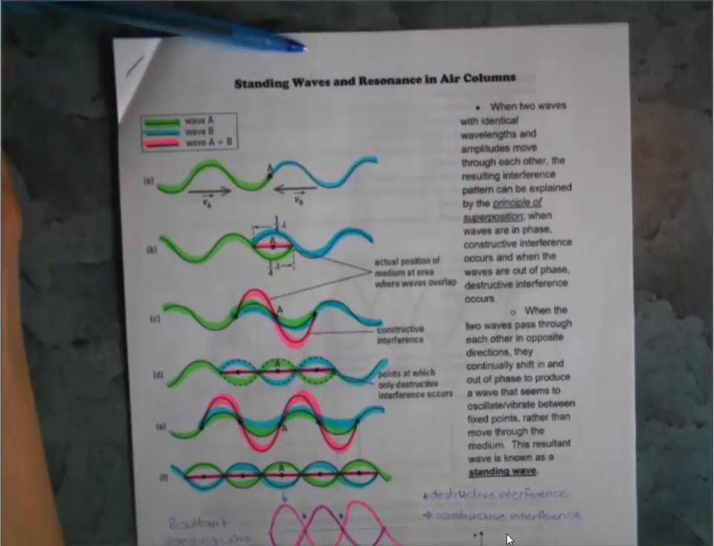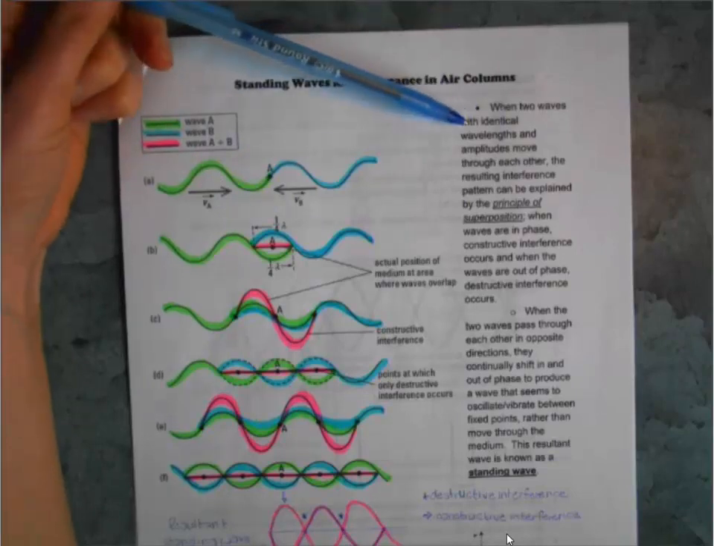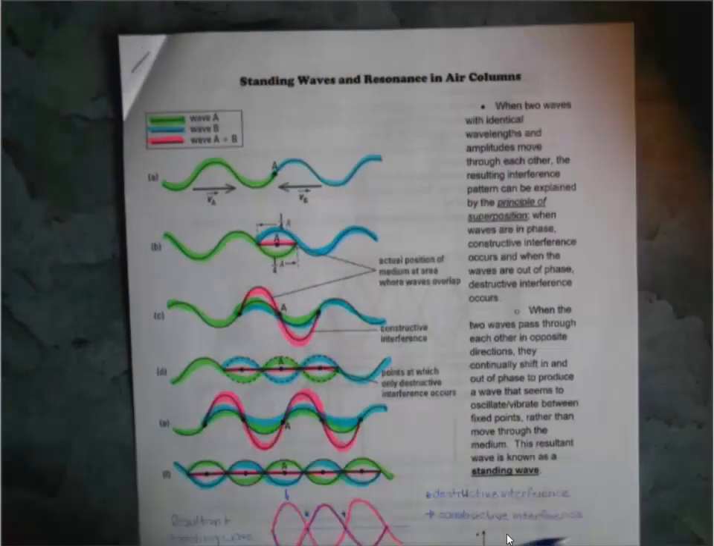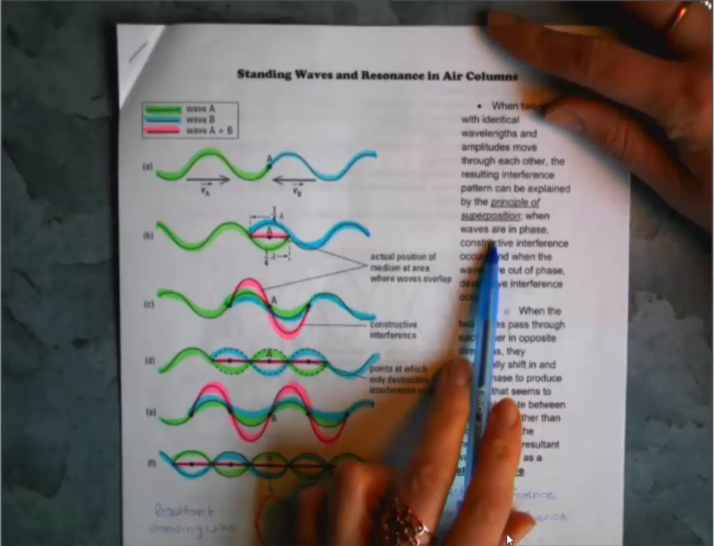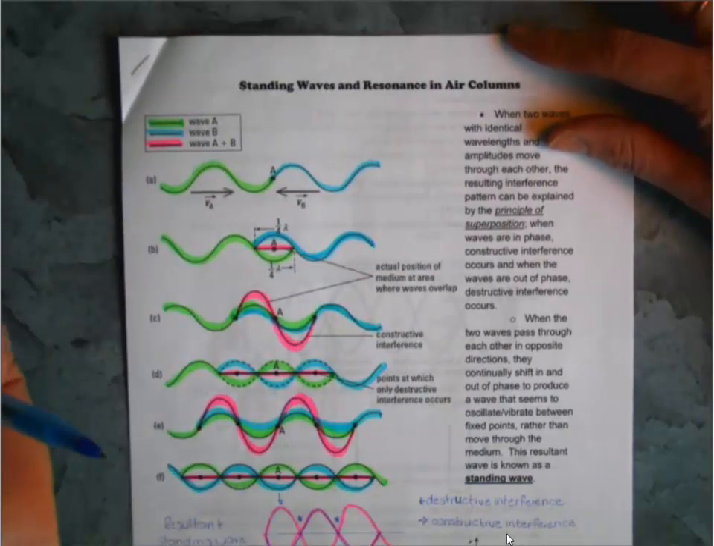So when we're looking at resonance, we talked about this a little bit last time. Remember, we're looking at the change in amplitude based on how two waves add together. When two waves of identical wavelengths and amplitudes move through each other, there's going to be an interference pattern that can be explained by something called the principle of superposition. Basically, if the waves are in phase, then you have constructive interference. And all we mean by in phase is that if the crest and the crest line up, then we're going to have constructive interference.